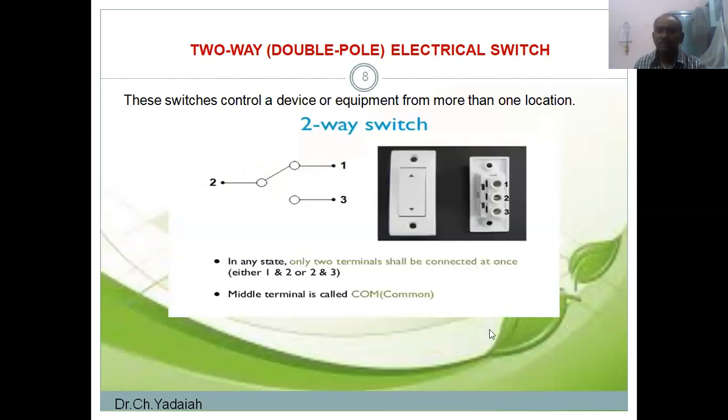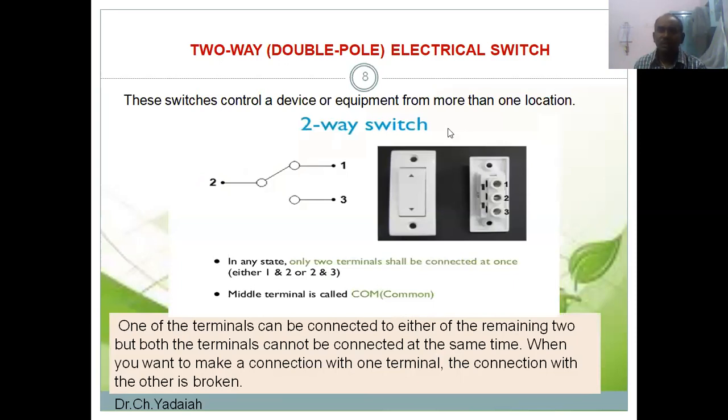Now we can see this one. What is happening in two-way switches? It has three terminals: one, two, three. Terminal 2, the middle one, is connected to the supply, one is connected to one circuit, and three is connected to another circuit. So normally the switch is always connected to either one or three. Now what is happening?